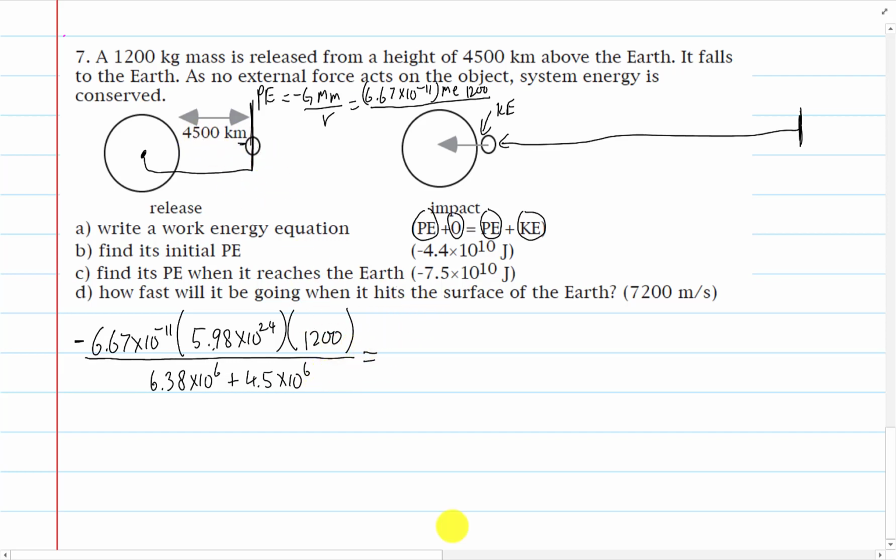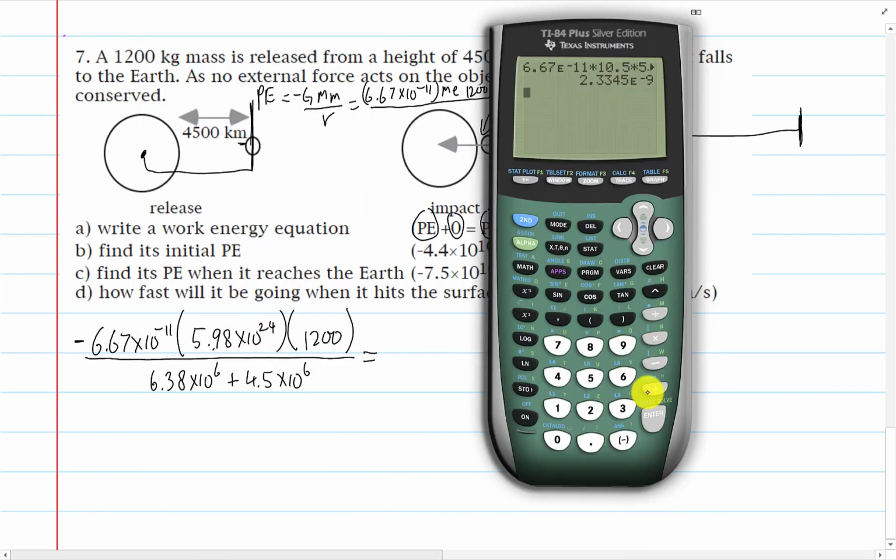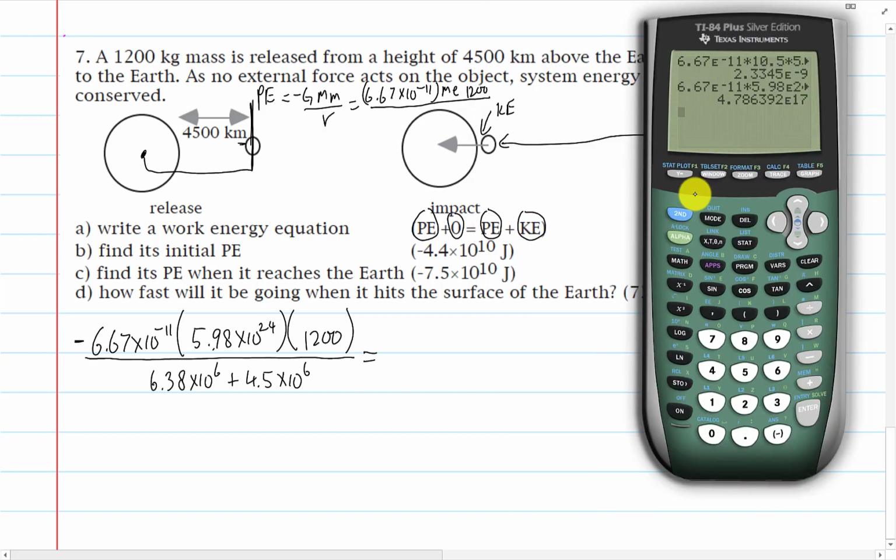Okay, so let's plug that in. I'm going to hit an equal sign when I do the numerator, because it'll speed up our calculations for the second part. 6.67 e to the negative 11th times 5.98 e to the 24th times 1200. That's the numerator. 4,786 times 10 to the 17th.